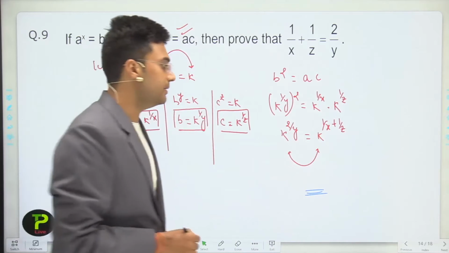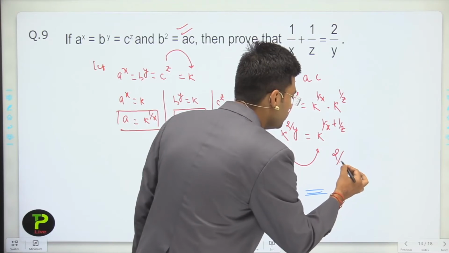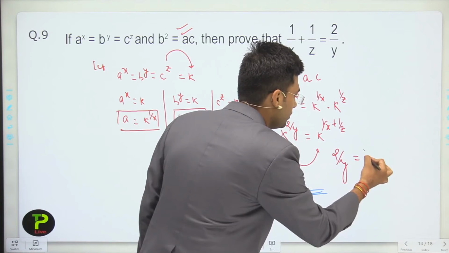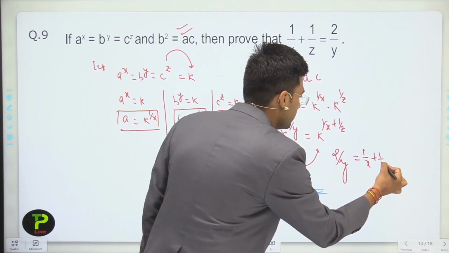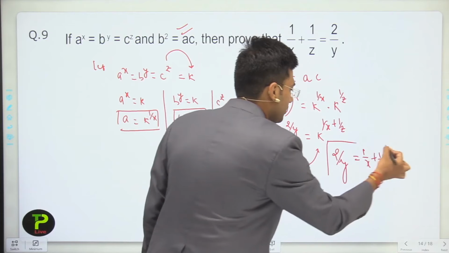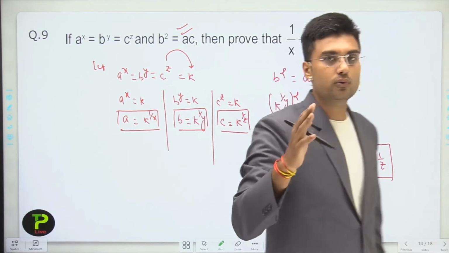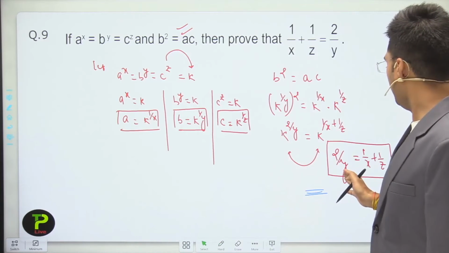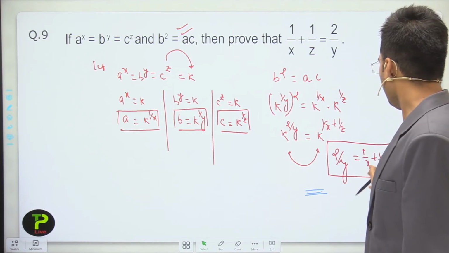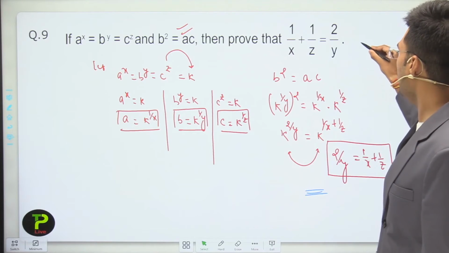Now dear students, when we observe this equation, on both sides the base is same, so the powers should be same. We can write it as 2 by y is equal to 1 upon x plus 1 upon z. So in the question we have to prove that 2 divided by y is equal to 1 upon x plus 1 upon z. We have proved it.